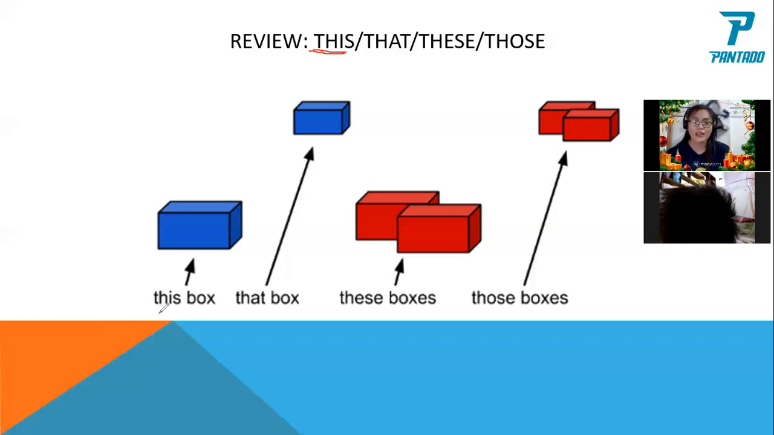Okay. So again, this does post the. Okay, these boxes. Okay, those boxes. Okay, again, this is for singular and when the object is near, just like what we have in the picture. Look at this one.